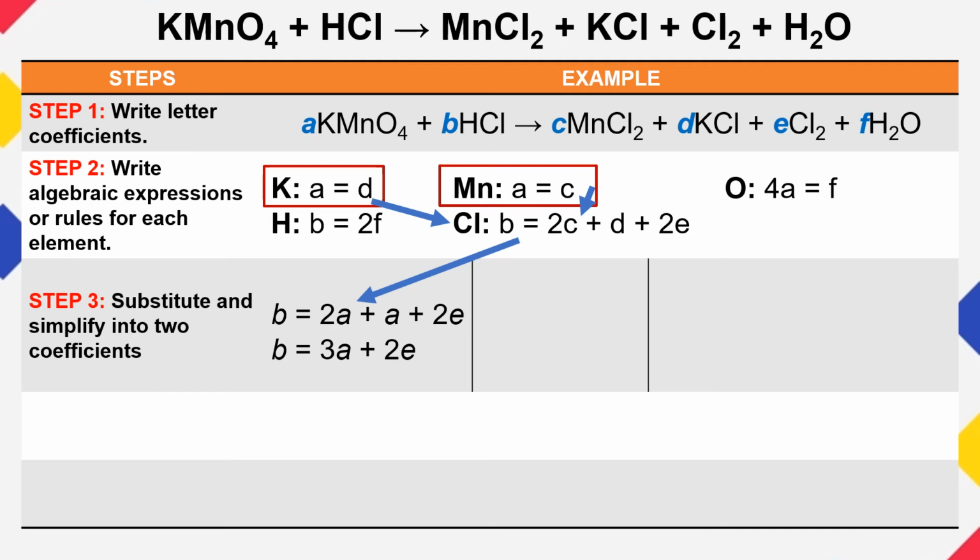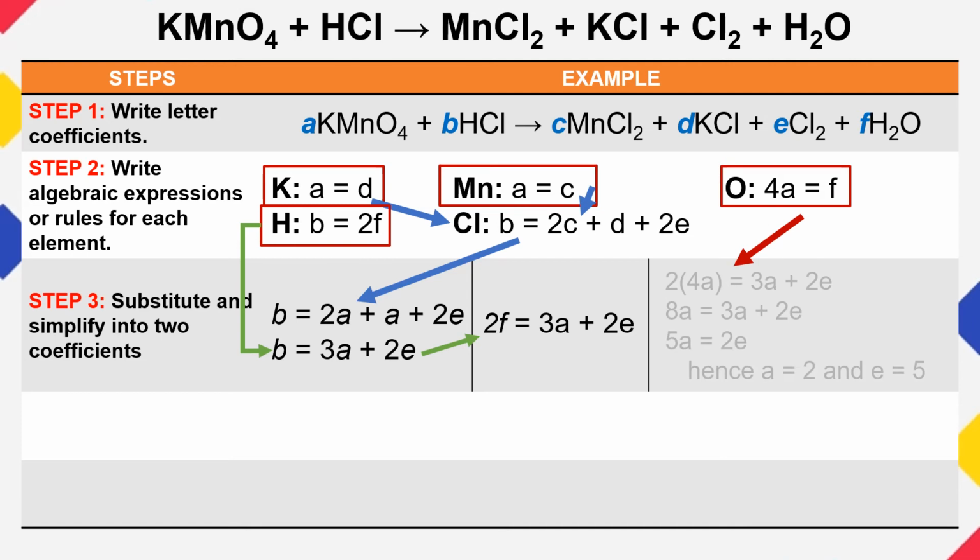So we can also get rid of B using the rule for H. 2F equals 3A plus 2E. And finally, get rid of F using the rule for O. 2 times 4A equals 3A plus 2E. And 8A equals 3A plus 2E. 5A equals 2E, hence A equals 2 and E equals 5.